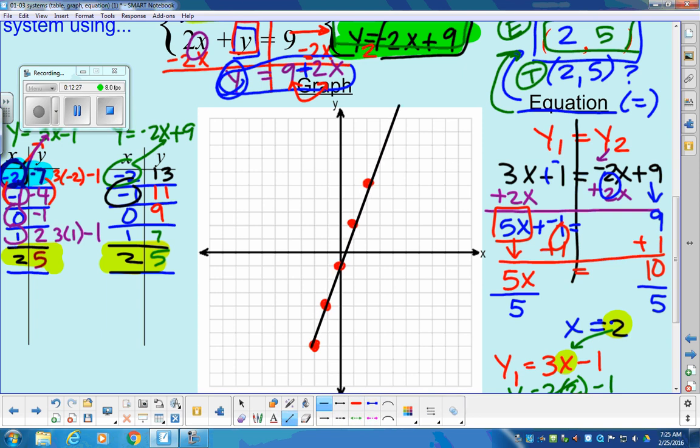There it is. So that's my first equation. That would be the equation y equals 3x minus 1. I'm looking for the intersection. It should be at (2, 5). Once I graph them, I'm just going to confirm that that's correct.